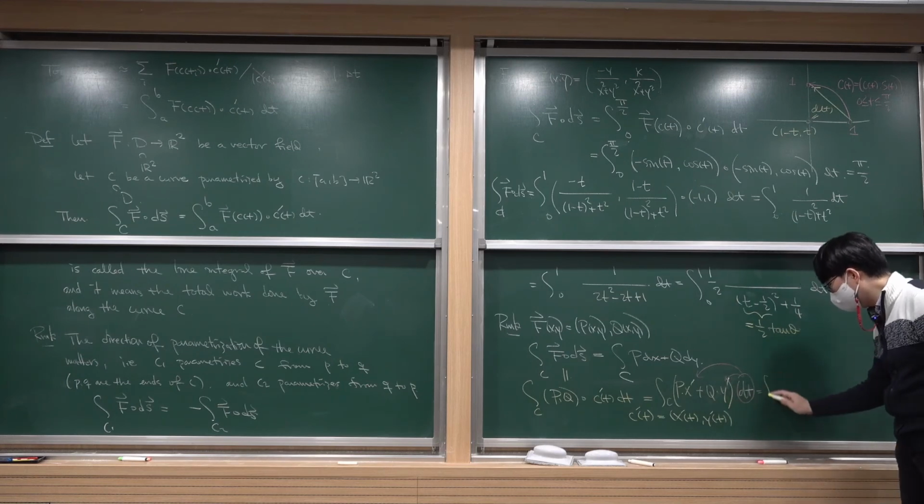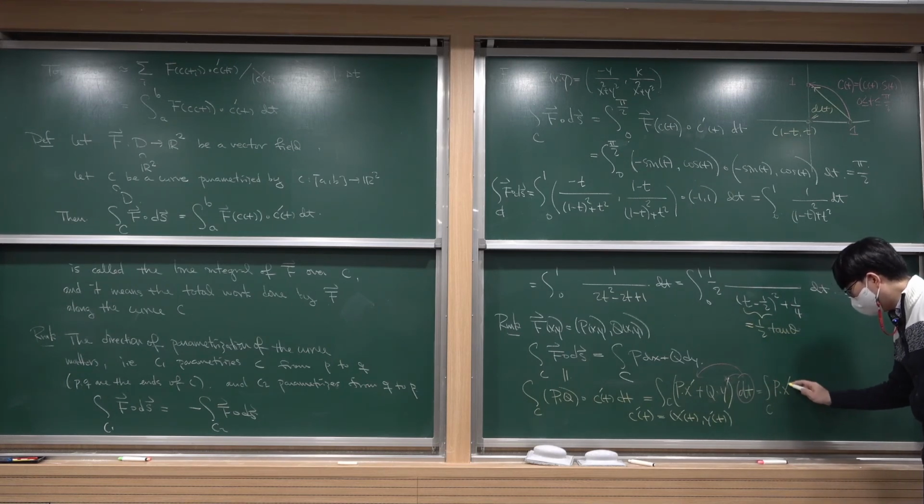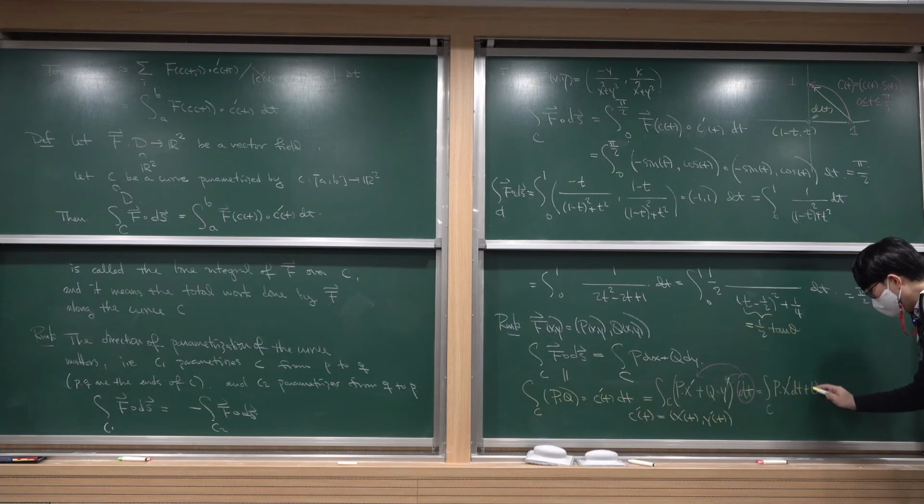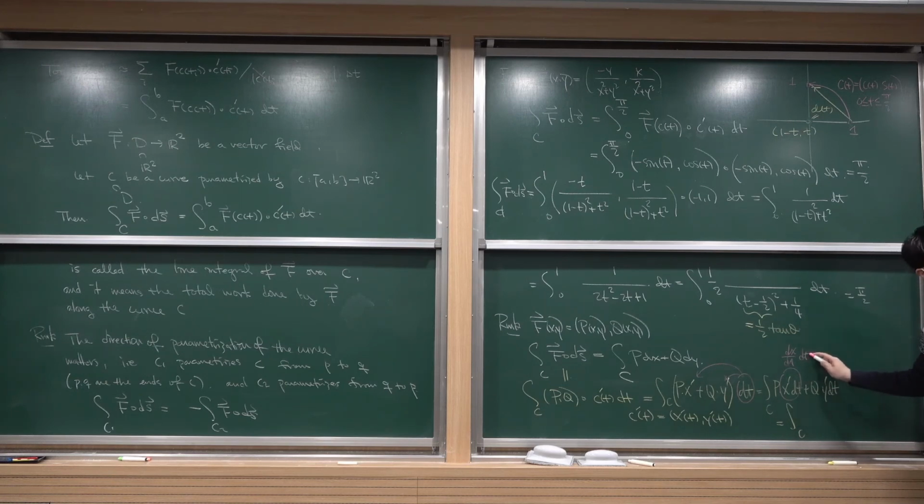So it becomes p x prime dt, q y prime dt, okay? So and then what? x prime dt is dx/dt dt, which is simply equal to dx, and this is equal to dy. So that's why you get p dx plus q dy.